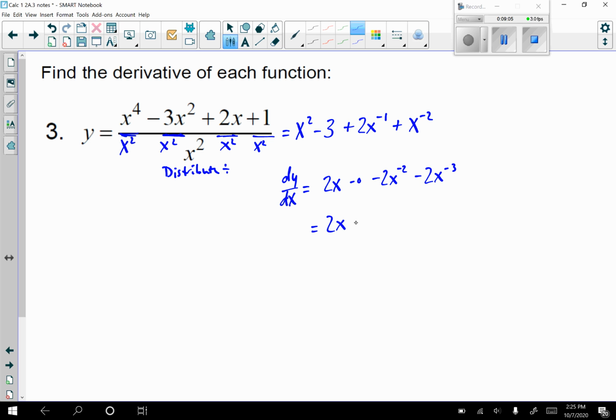So 2x minus 2x to the negative 2 minus 2x to the negative 3. Depending on what we do next, you might factor it, you might write them as fractions, but you can just leave that right now as our derivative.